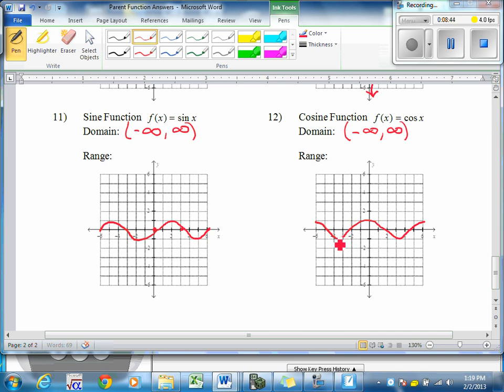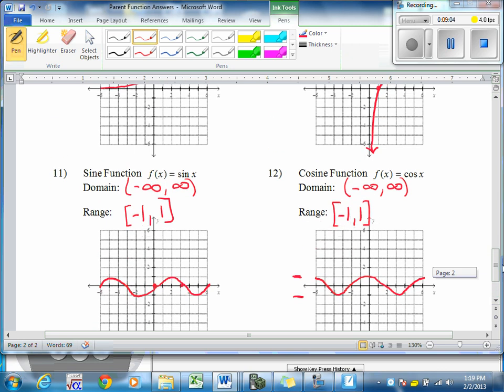The range, you can see both of these waves where the peaks and valleys are. The range is negative 1 to 1. They only go up to 1, and they only go down to negative 1. They just stay in this wave motion between those two.